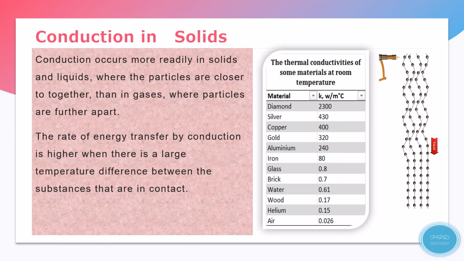Here you can see the tabular column. I have listed below the thermal conductivities of some materials at room temperature. Diamond has the highest thermal conductivity compared to other elements, and air, which is one of the gases, has the lowest thermal conductivity. Thus, conduction is efficient in solids than in liquids or gases.